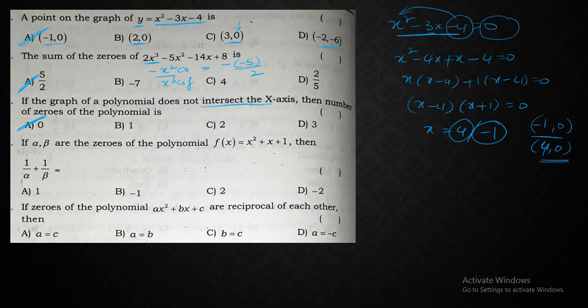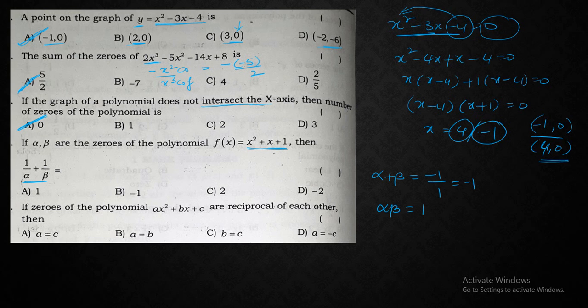Next, 1 by alpha plus 1 by beta. So from this, all the coefficients are 1, right? So from this, what I can say, sum of zeros is given by minus x coefficient by x square coefficient, which is nothing but minus 1. Product of zeros is given by 1 by 1, which is equal to 1.